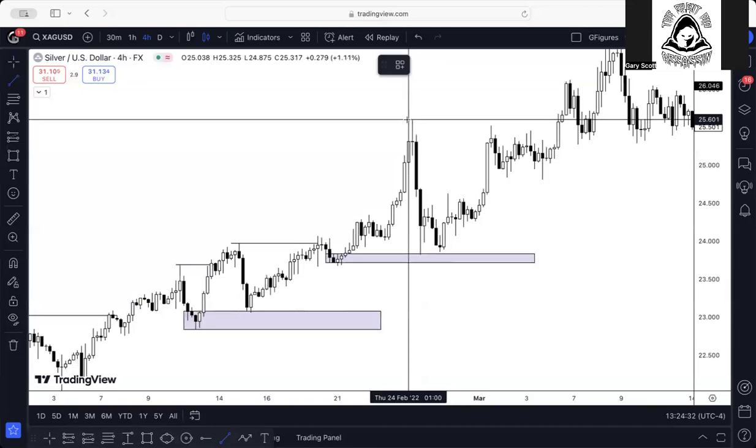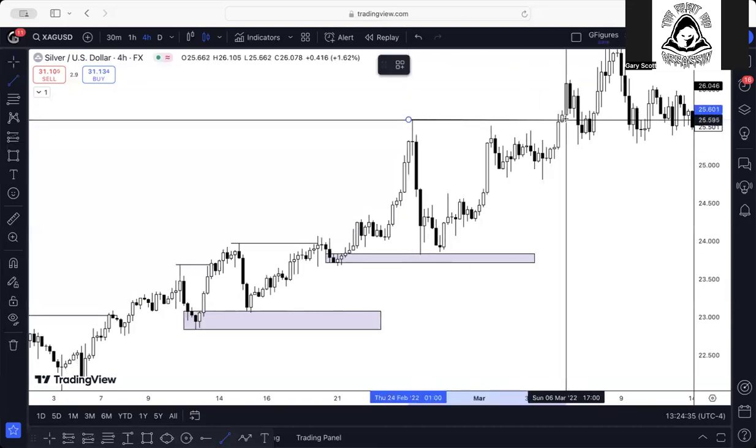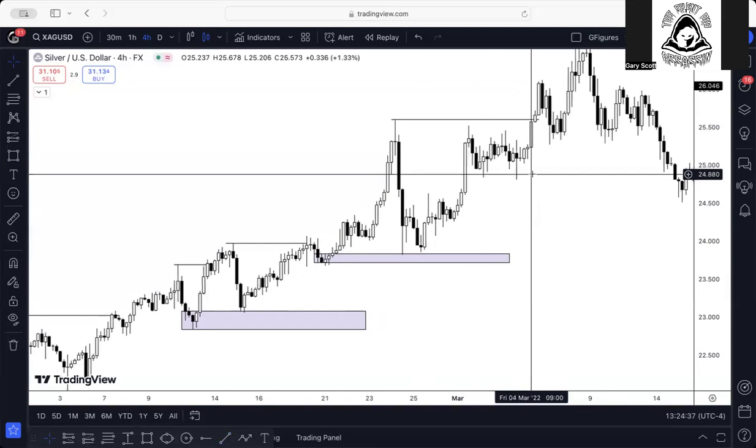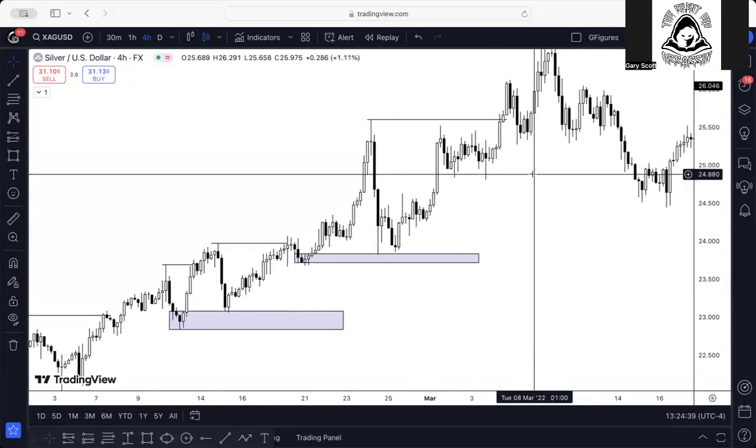You guys see that? We drag it all the way across. That high gets touched and we go about our business. Money is made and we go about our day. So that's the example of the order blocks and how beneficial they can be when you use them properly.